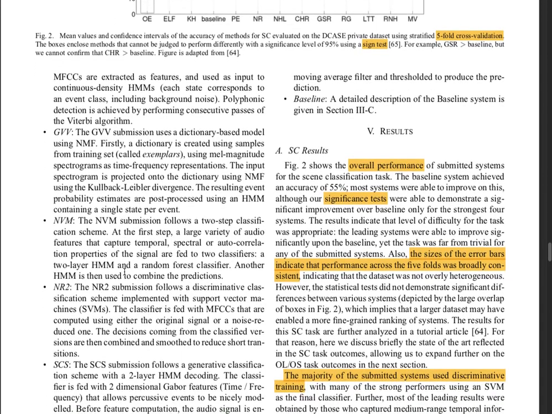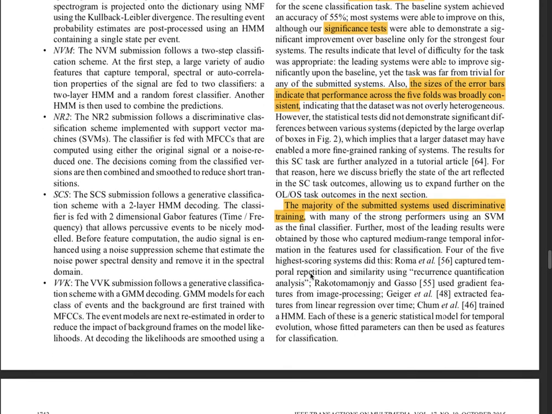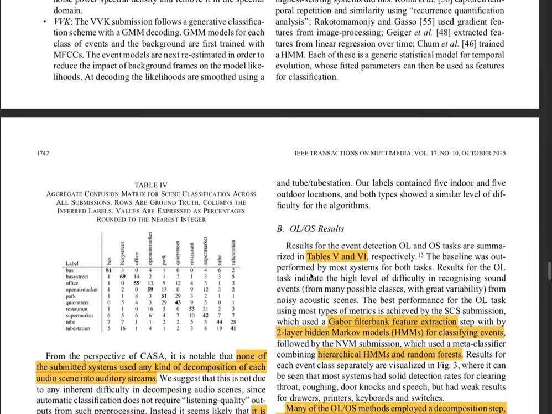Okay, another point which I want to discuss quickly is, the majority of the submitted systems use discriminative training. What is discriminative training? Neural networks are discriminative training. What is not discriminative training? Generative models like GMMs are not, because to train a GMM, you do not look at samples from other classes also. You just look at the samples from the same class. You don't discriminate. You just generate the data.